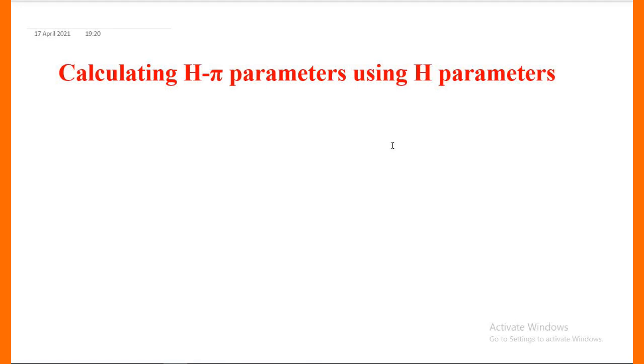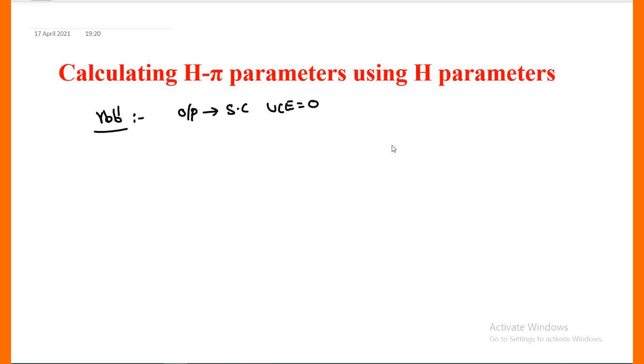Now we move towards calculating the base spreading resistance using the H-pi model with H parameters. Let RBB' be the base spreading resistance. We are calculating this using the H parameters. Here also, in order to calculate this, we take the output as short circuited, that is, VCE is considered as 0.